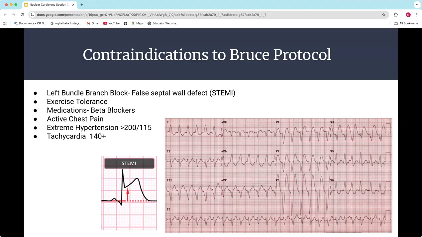Now, why can't we run these people on a treadmill? There were two reasons that I gave. One of those reasons is that if you look at a STEMI right here, this is the patient starting to have an infarct, and you get this ST elevation. And then this over here is just a left bundle. You'll notice that we have a lot of ST elevation. So the determination between a STEMI and a left bundle can be hard to detect. It can be a difficult thing.